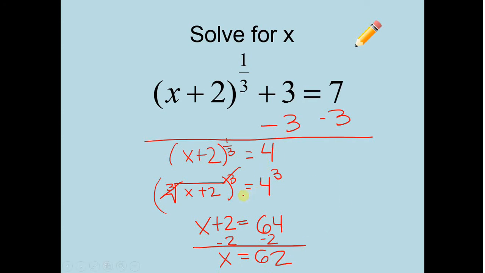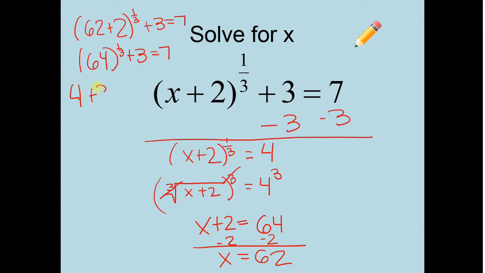Oh, yeah, I almost forgot. Gotta check it. So let's pop that 62 in. So we have 62 plus 2 to the 1/3 plus 3 equals 7. 62 plus 2, that's 64. 64 to the 1/3, basically the cube root of 64, that's 4. So I have 4 plus 3 equals 7. 4 plus 3, well, that's just 7 in disguise. Marvelous. I got the answer, and it checks out wonderfully.